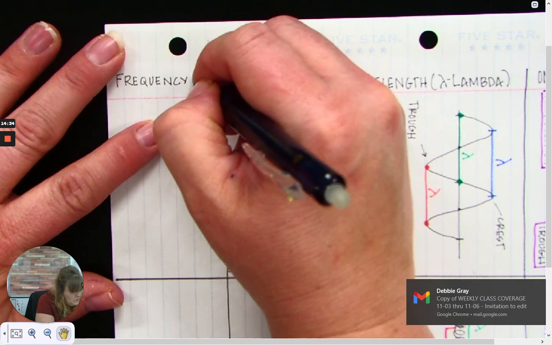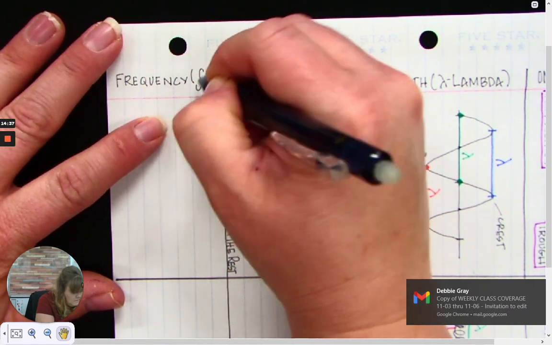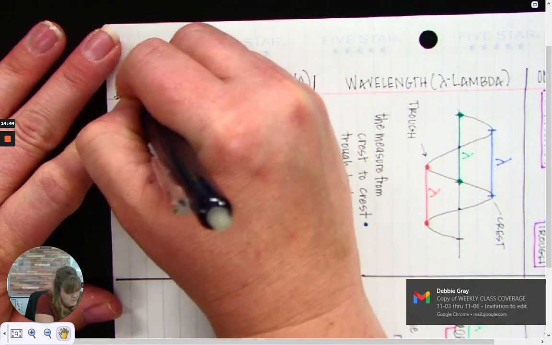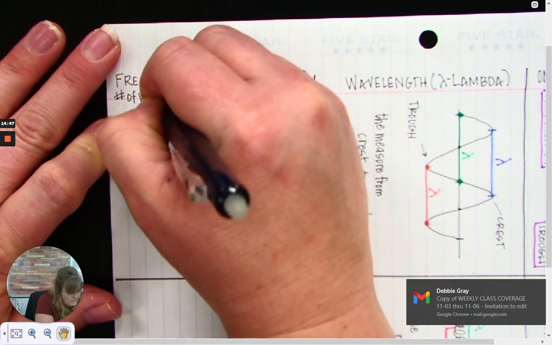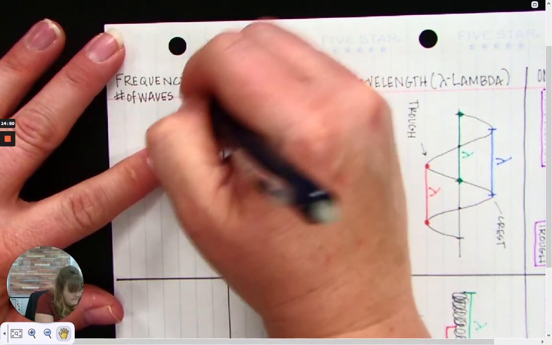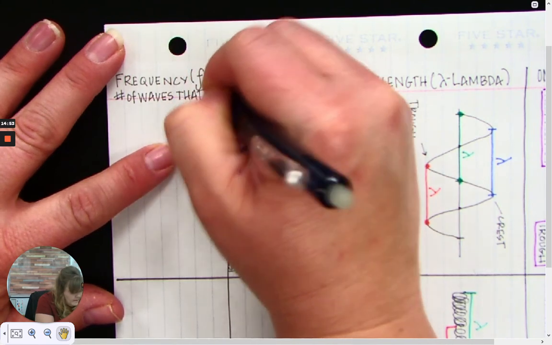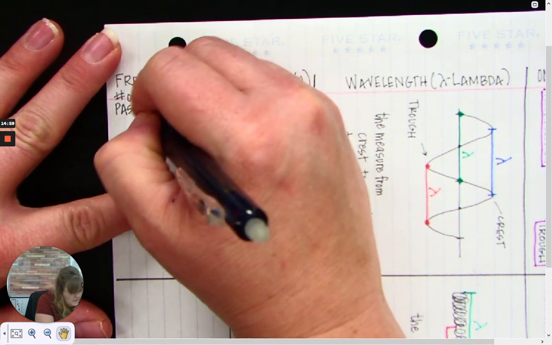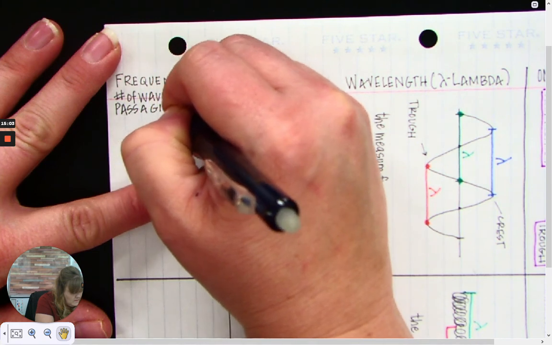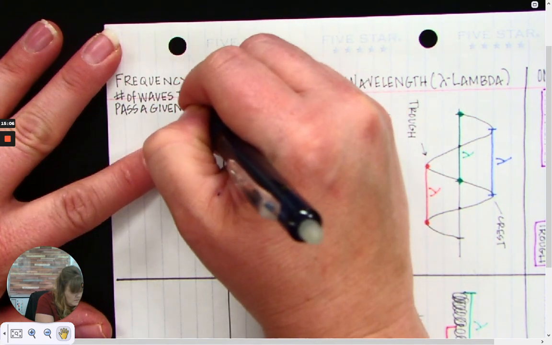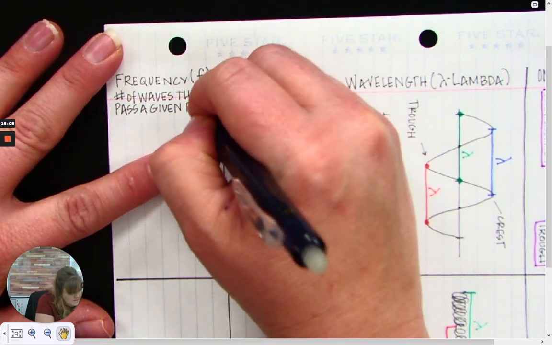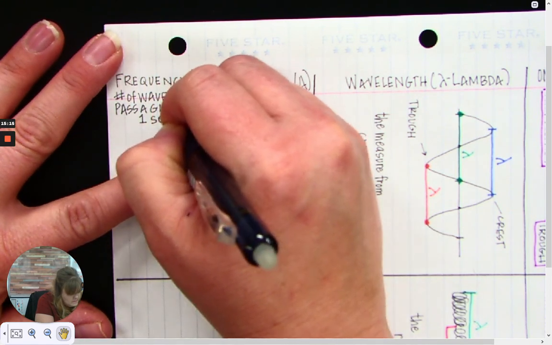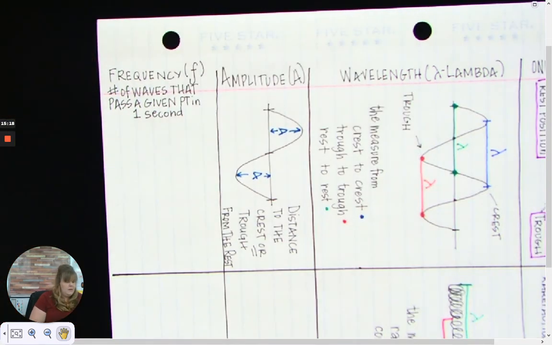And it is measured, and its letter is a fancy F. It's a lowercase f with a tail. And it is the number of waves that pass a given point, shorten point with PT, in 1 second. Okay?